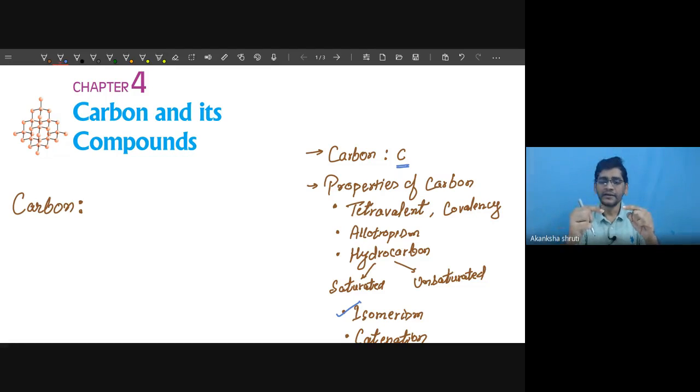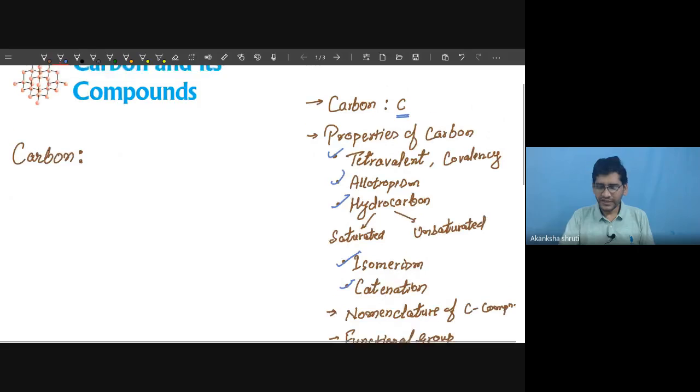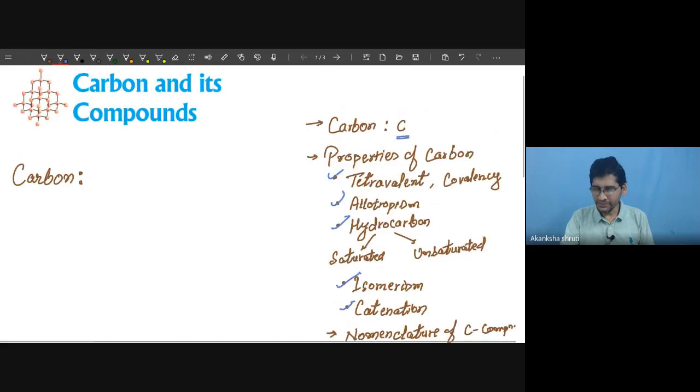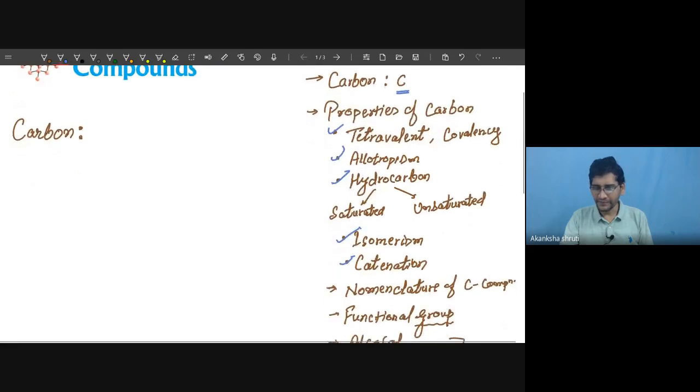Carbon can link with the other carbon atom to form a longer chain. This property is called catenation. So we have to learn about the catenation. So these are the important properties. Some other properties of carbon we will also learn.